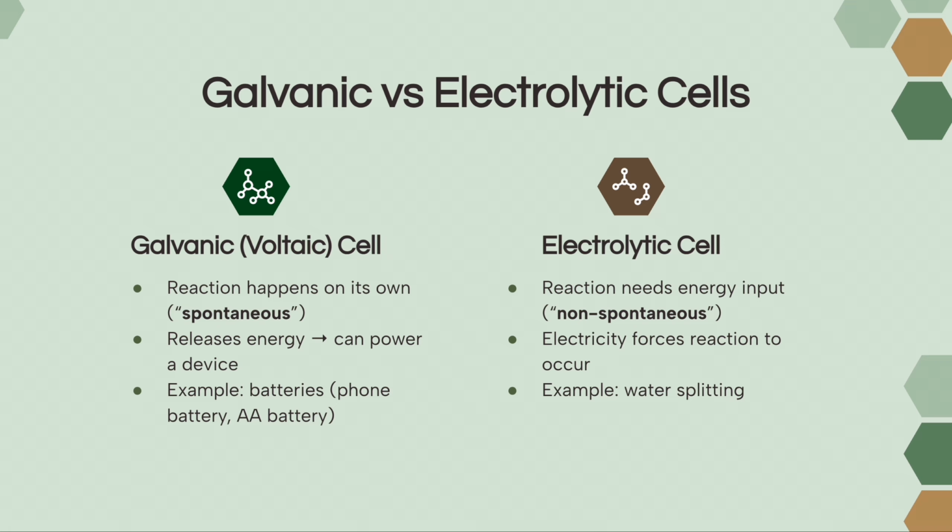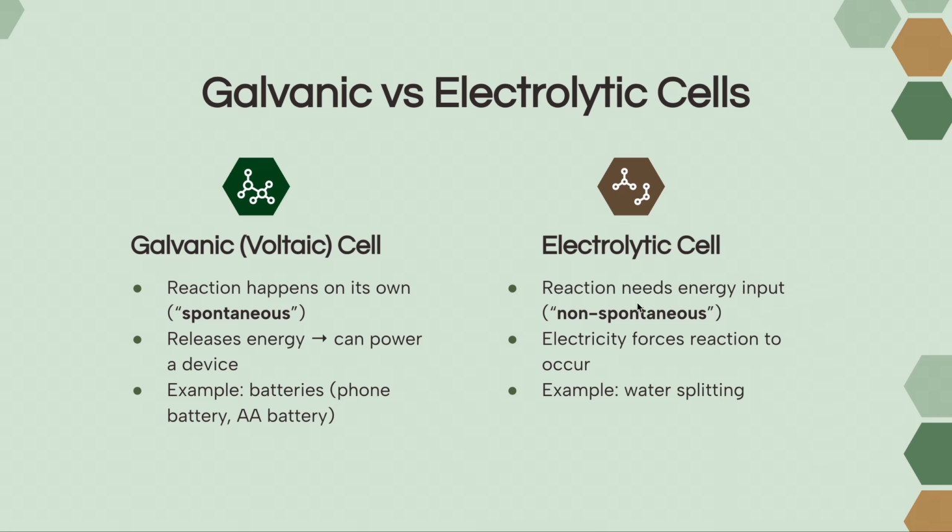Now you might wonder, how is it different from a battery in your phone? So in a galvanic or voltaic cell, like a normal battery, the reaction happens on its own. Again, that is called spontaneous, and it releases energy that can power a device. Examples of these will be phone batteries, AA batteries, and etc.